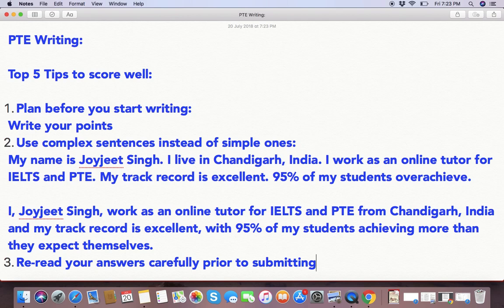Just by spending an extra couple of minutes at the end of your answer, when you're done with your answer, reading it carefully, this will avoid some very small, minor, stupid mistakes such as spellings and punctuation, and this might save you a lot of marks in the writing module. So guys, read your answers carefully prior to submitting, and you can correct those minor mistakes and score better just by doing this simple task, just by spending a couple of extra minutes.